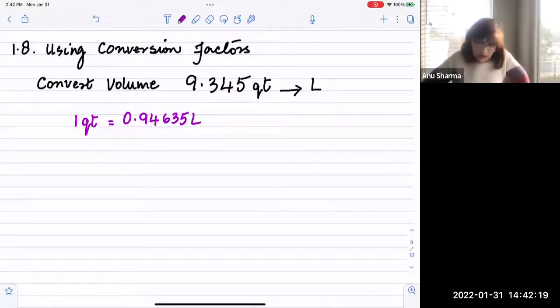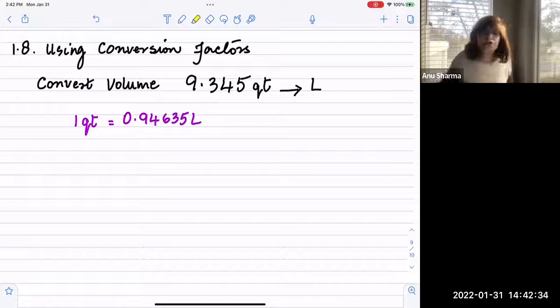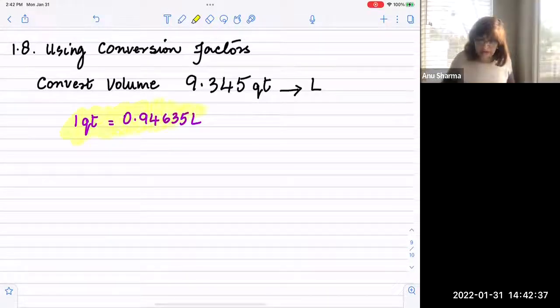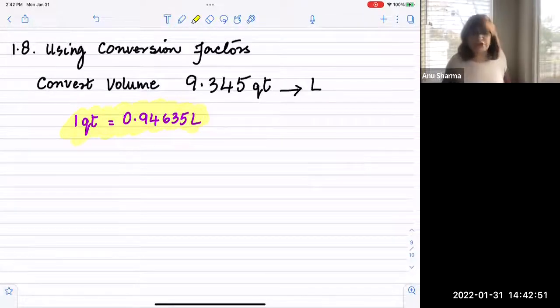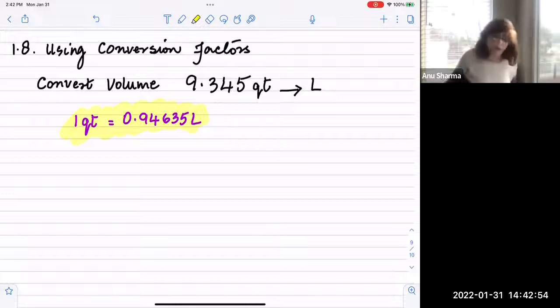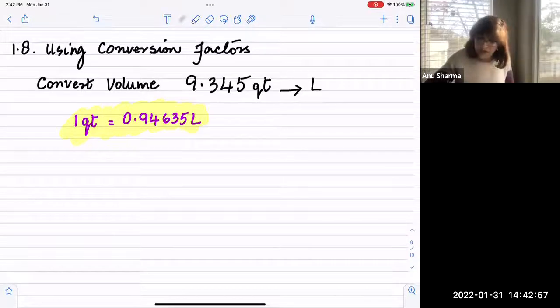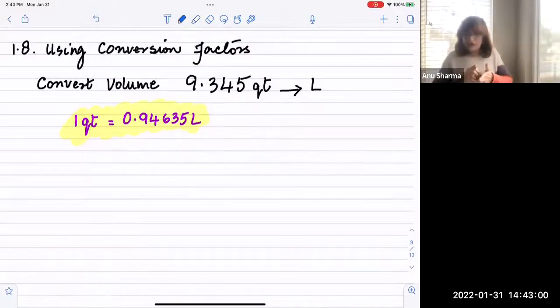All right, so now we are looking at problem 1.8 using the conversion factor. We are given the volume of 9.345 quarts, and we need to convert that to liters. So how would we do that? We are going to use what is already known, that 1 quart is 0.94635 liters. This is the equality that either we will give you or you will have to refer to the tables, or you can do Google searches when you're doing the homework. We're not expecting you to memorize these.